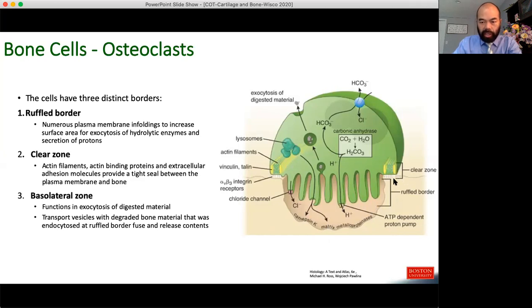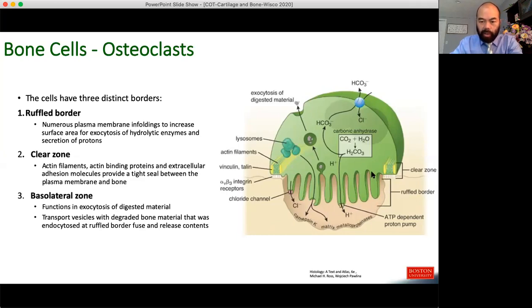There's a clearing zone around the ruffled border as well, and that clearing zone contains actin, mostly actin filaments that seal up the chemicals being dumped into this Howship's lacuna, so it doesn't leak out and break down the bone around it. Okay, and then what happens is that the basolateral zone is going to do the exocytosis of the digested material. So the other side, so out here.